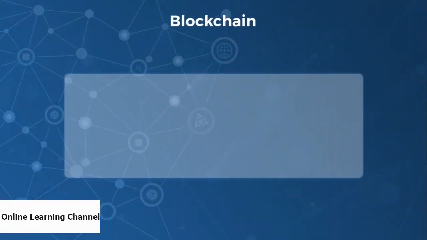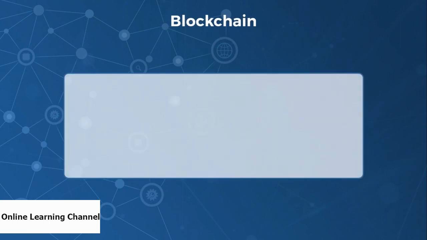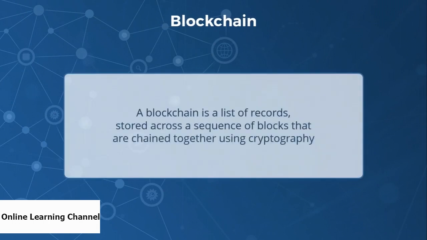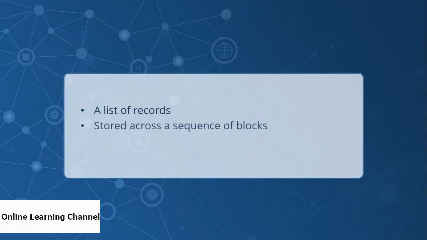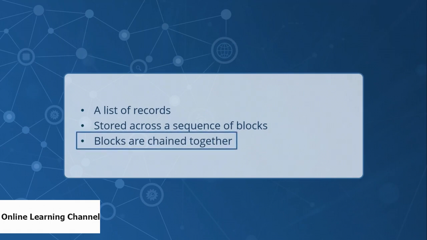We begin by reintroducing the definition of a blockchain, which we saw earlier. That is a list of records which are stored across a sequence of blocks, and those blocks in turn are chained together using cryptography. So the three components which make up that definition include the fact that it's a list of records, that they're stored across blocks, and what we will focus on now is the fact that these blocks are chained together and that the technique which is used for this chaining is a cryptographic hash.